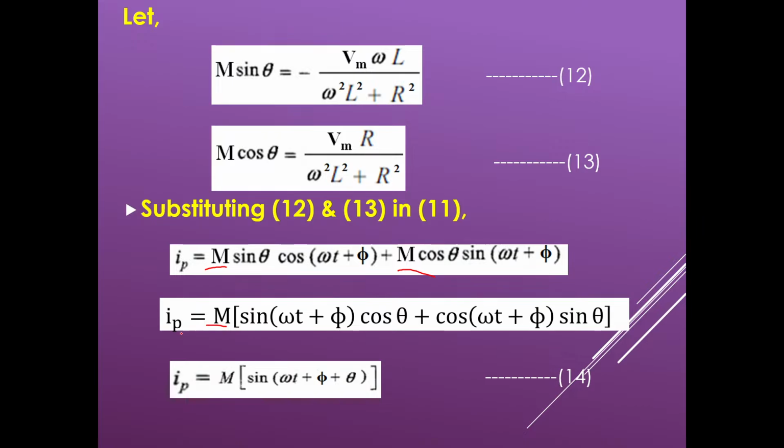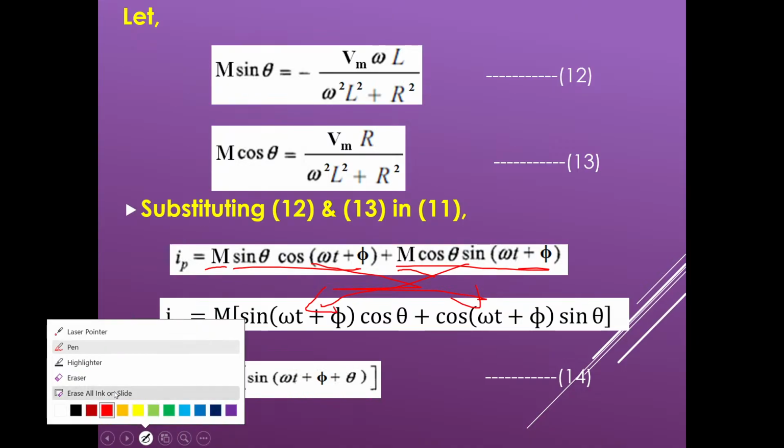Take m common and you will get IP equal to m into sin omega t plus phi cos theta plus cos omega t plus phi sin theta. I have simply rearranged the terms, meaning I have written this term first and later I have written this term. Why? Because I want to further simplify this expression.